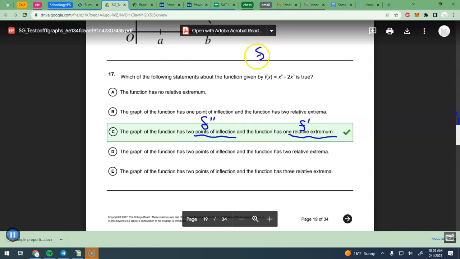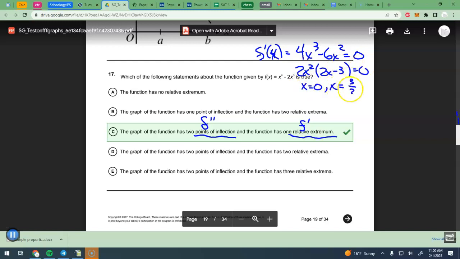So what I would do is take the first derivative, which would be 4x to the third minus 6x squared. Set that equal to 0 and solve. I can take a 2x squared out of that, and I'd get 2x minus 3 equals 0. If I solve those pieces, I'll get x equals 0 and x equals 3 halves. And then I would set up, remember that chart? We'd go negative infinity to 0, 0 to 3 halves.